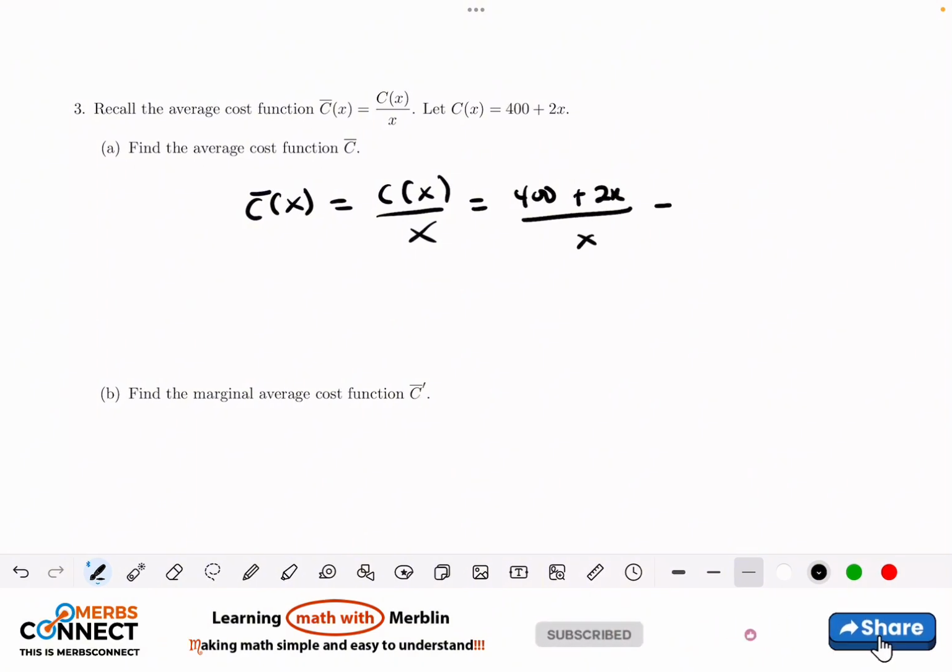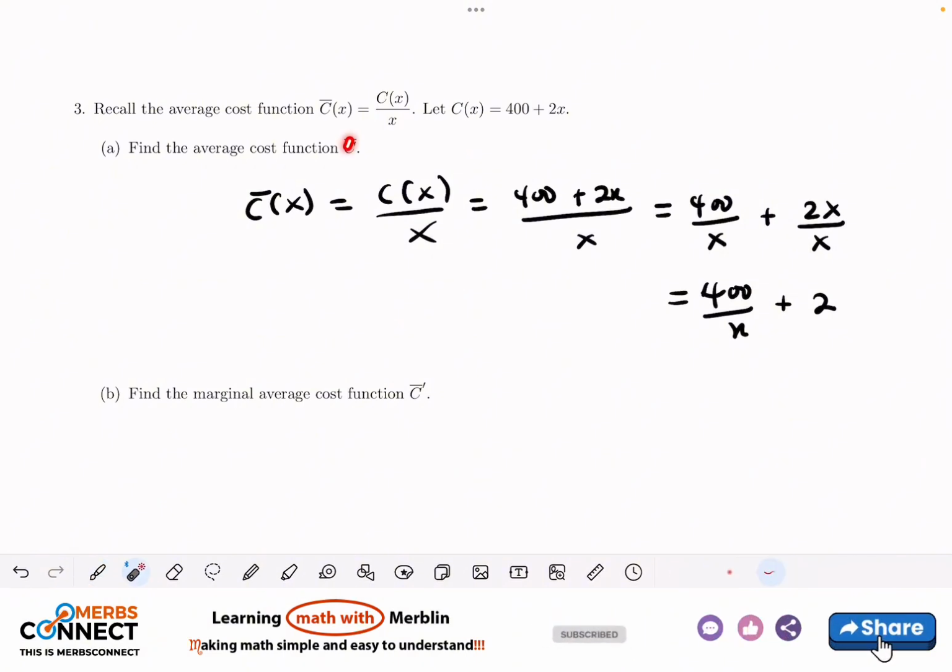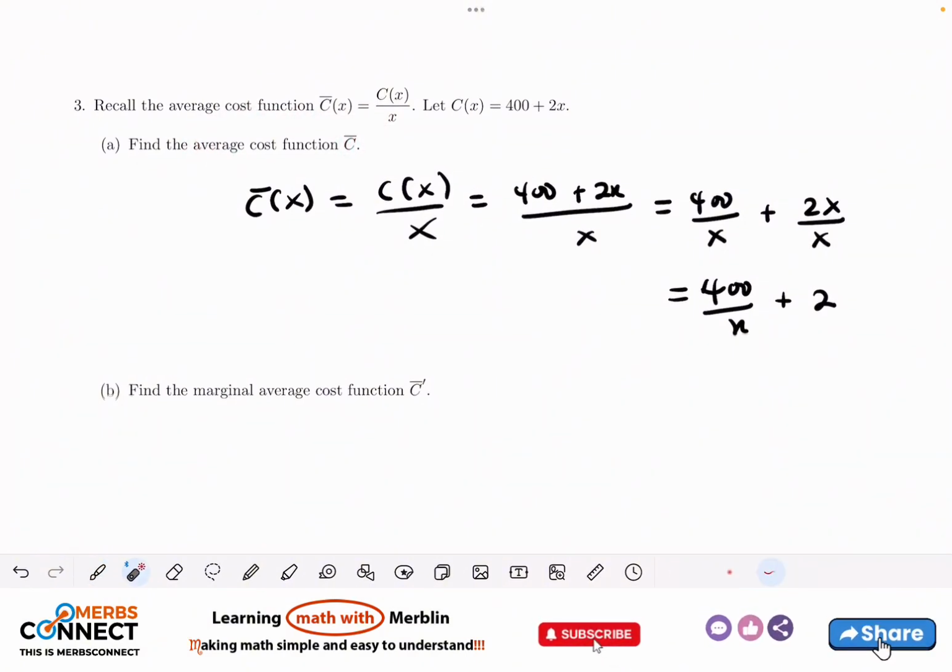And we can even go ahead and divide this. Since this is plus, it can be written as 400 divided by x plus 2x divided by x. And when we simplify, we are going to have 400 divided by x plus 2. So this is what you are going to get. So this will be the average cost function.